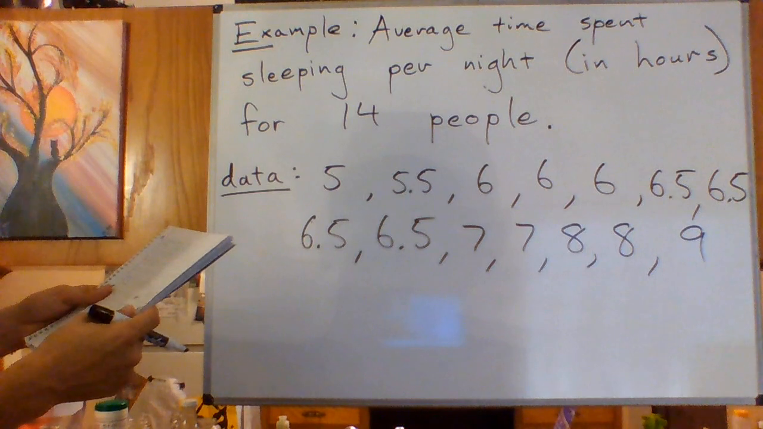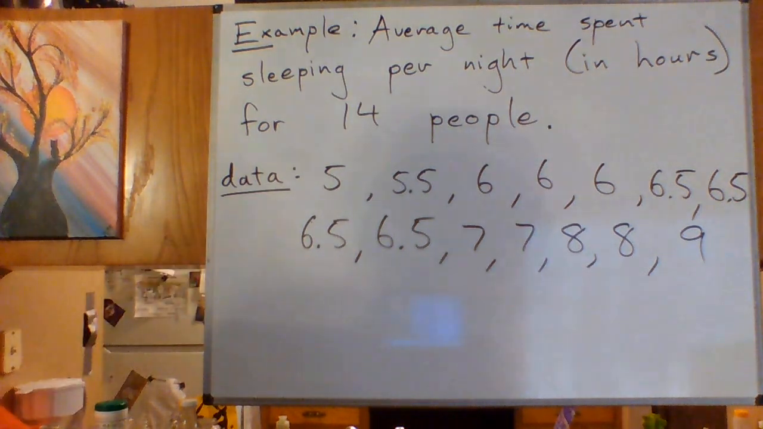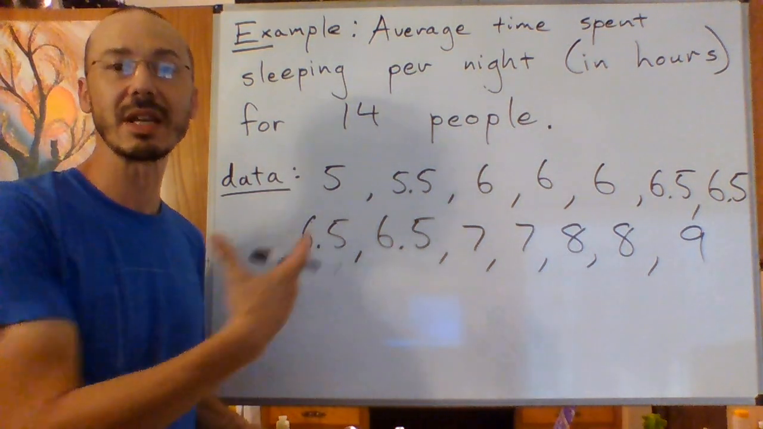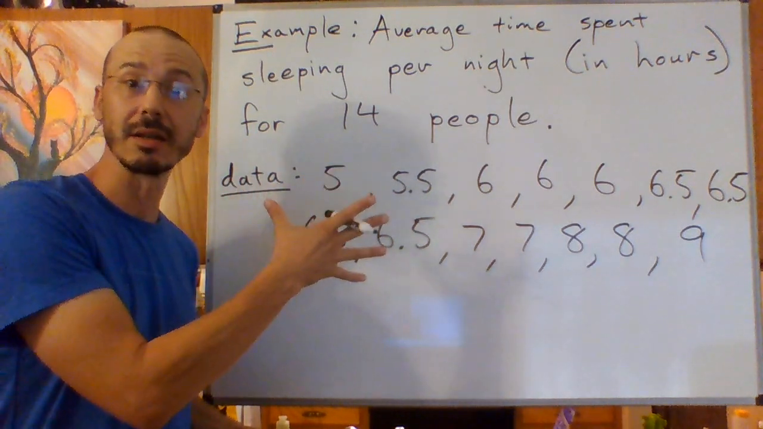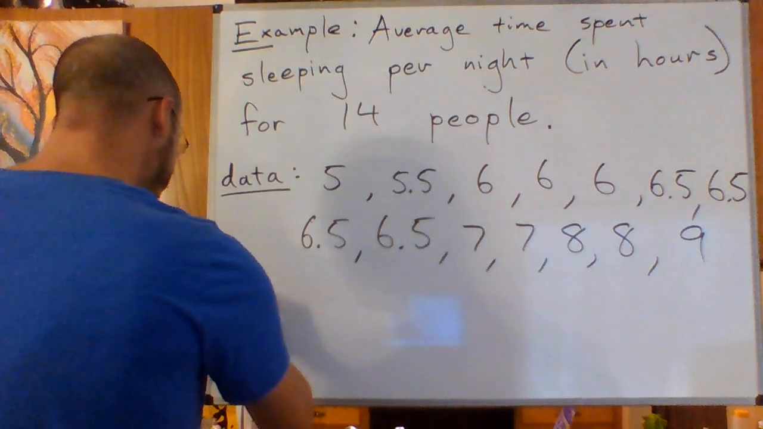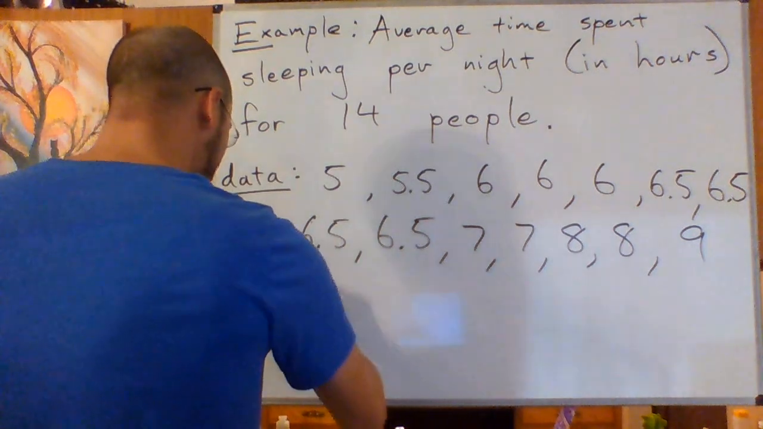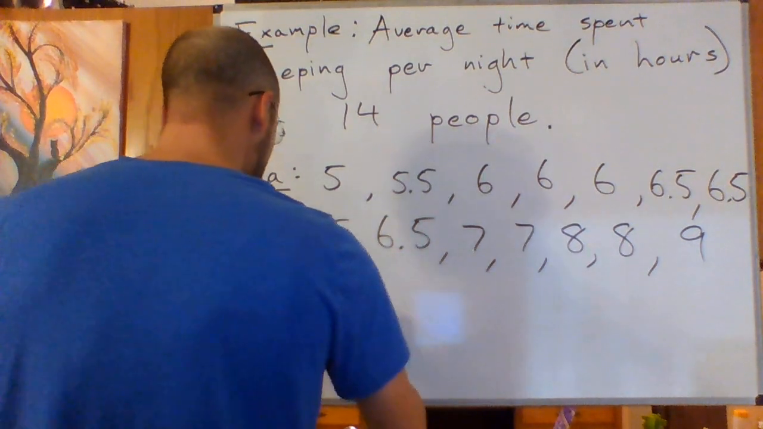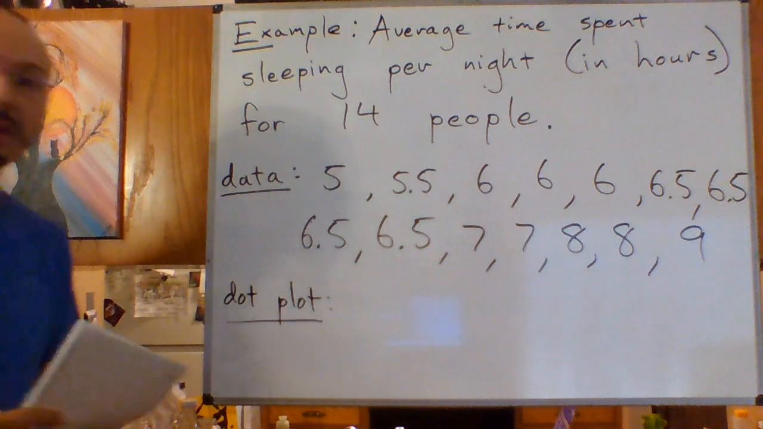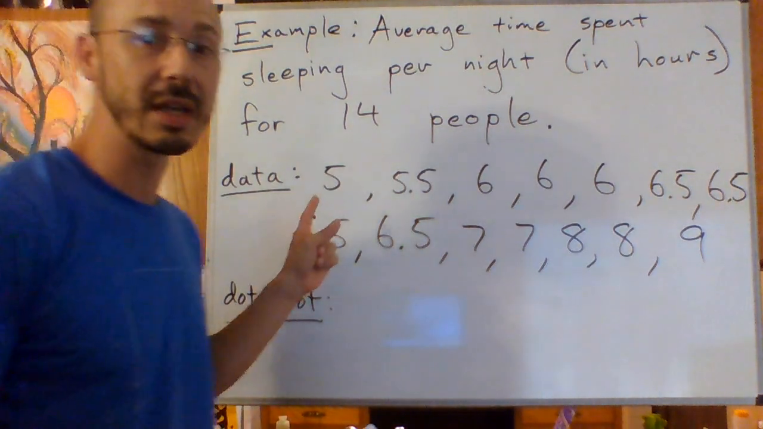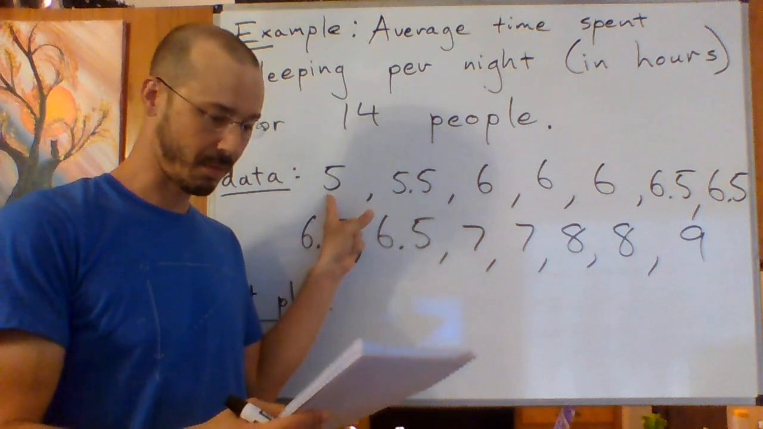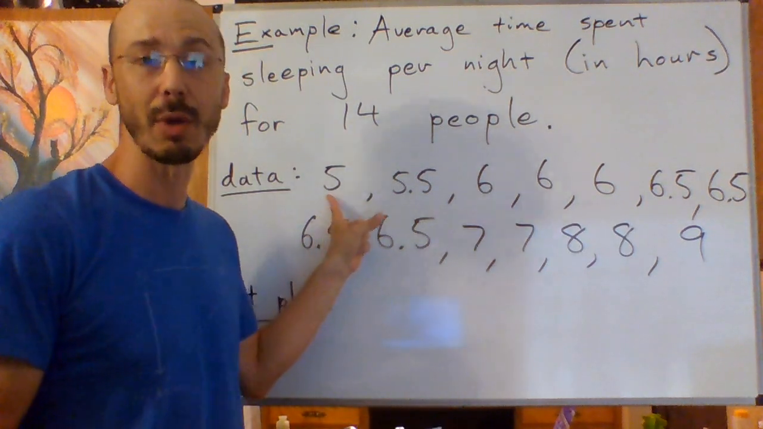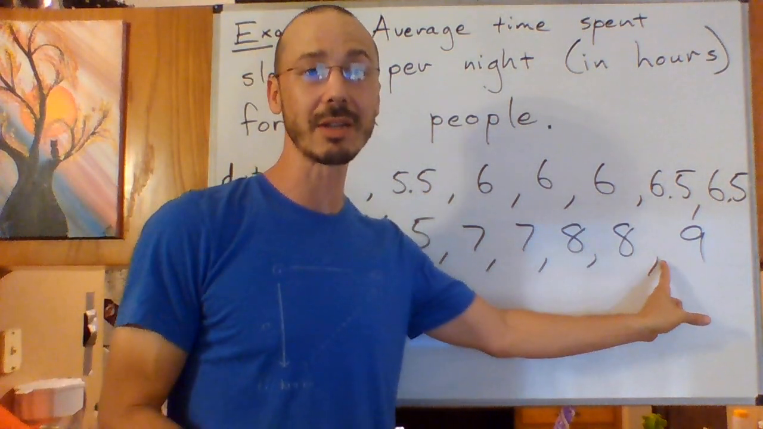So what I want to do with this is show you a way of presenting it that makes it easier to understand what the data set is like. And this is called a dot plot. You'll be able to practice this in your homework a little bit. So notice that the data range from a value of 5 at the smallest and a value of 9 at the largest.